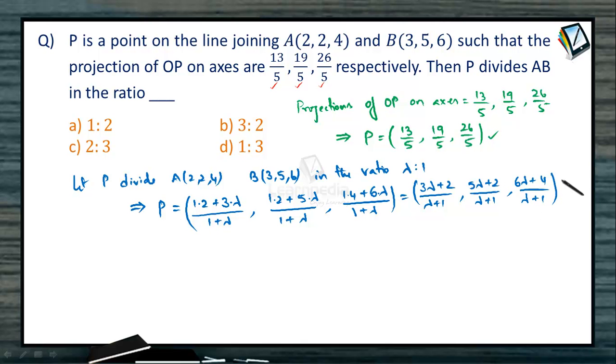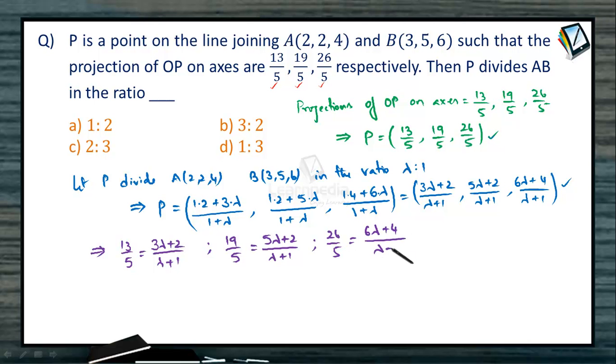So the coordinates of P are now known to us in terms of lambda, but by the definition of projection of a line joining the origin to a point, we already know the coordinates of P. So when is this possible? This is possible only if 13/5 is the same as (3 lambda plus 2) by (lambda plus 1), and similarly the y coordinate 19/5 should be equal to (5 lambda plus 3) by (lambda plus 1), and the z coordinate 26/5 should be equal to (6 lambda plus 4) by (lambda plus 1).